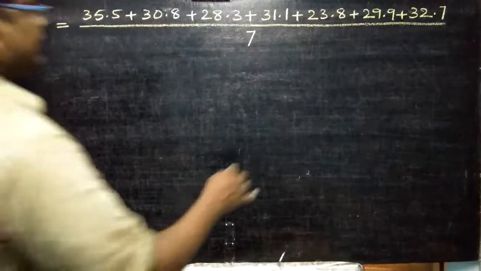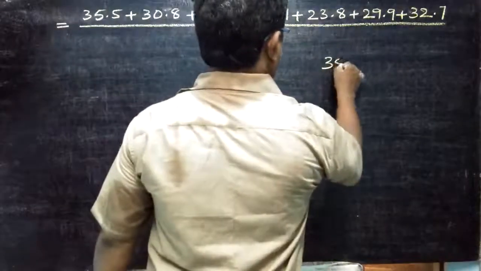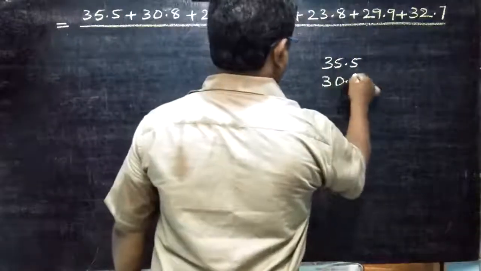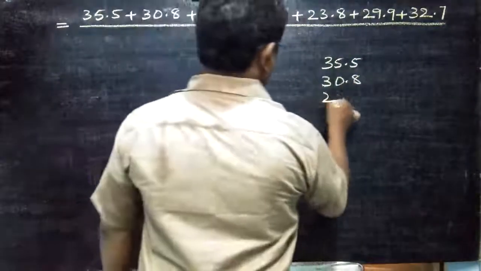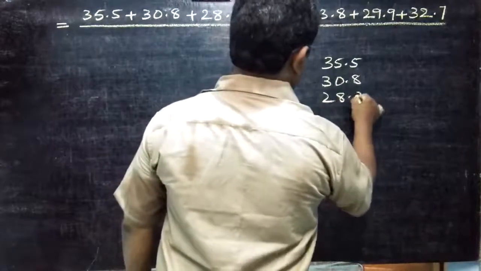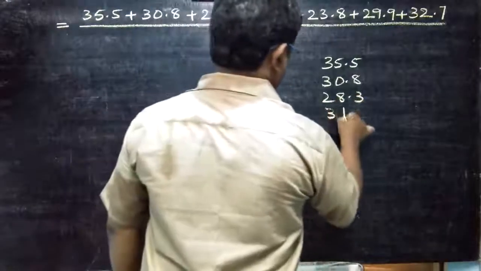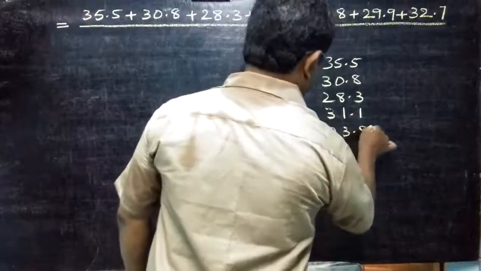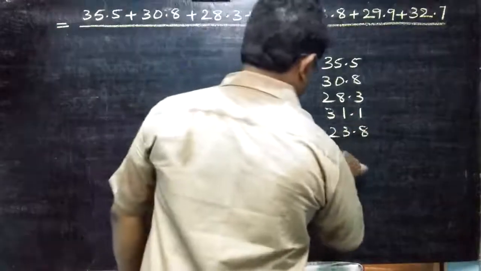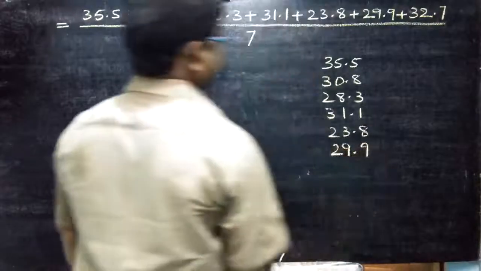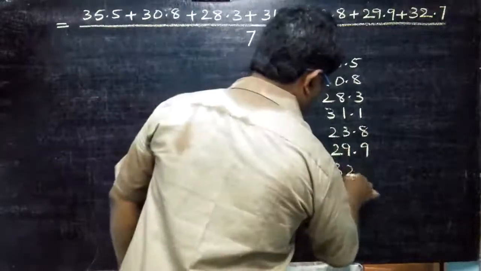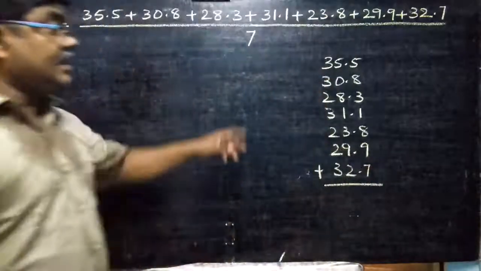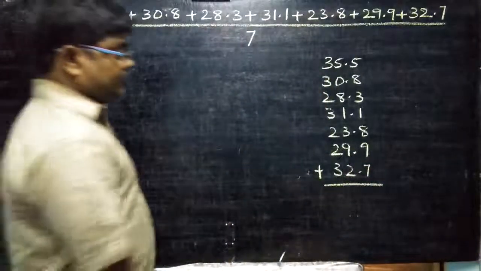Now add 35.5 plus 30.8 plus 28.3 plus 31.1 plus 23.8 plus 29.9 plus 32.7. You are going to add. You have to be careful. In addition, you have to be careful.